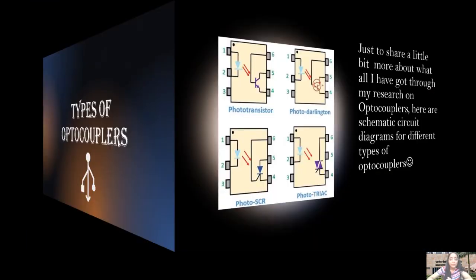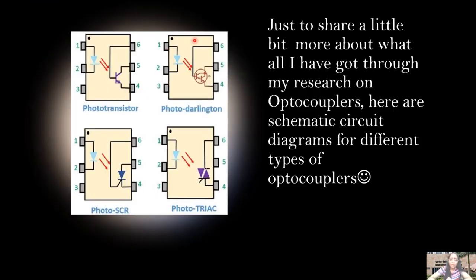With that, I would like to give a little bit more about optocouplers. Just to share more about what I have got through in my research on optocouplers, here are some schematic diagrams of different types of optocoupler. We have phototransistor, photo-Darlington, photo-SCR, photo-TRIAC.